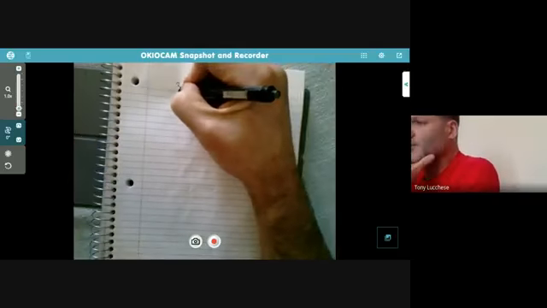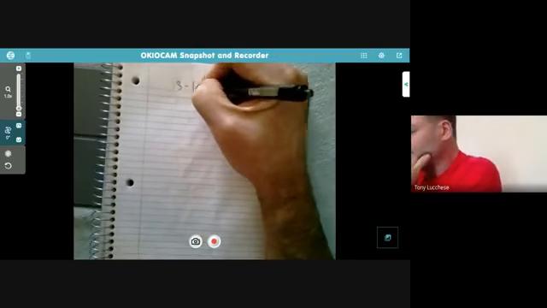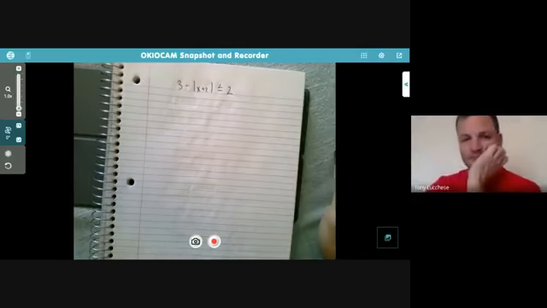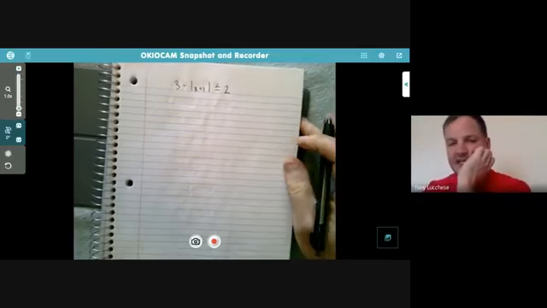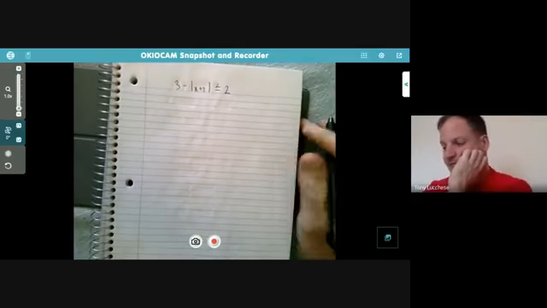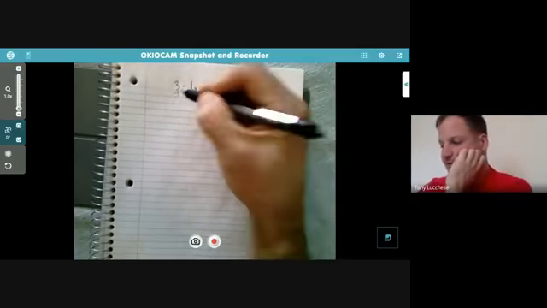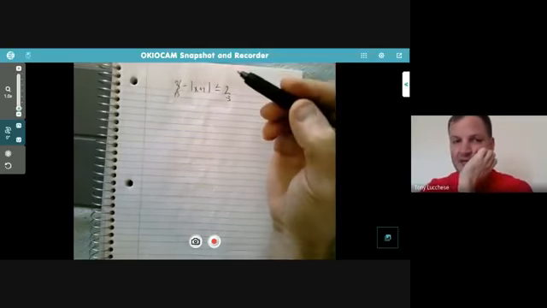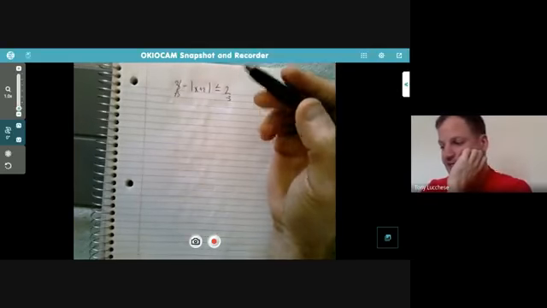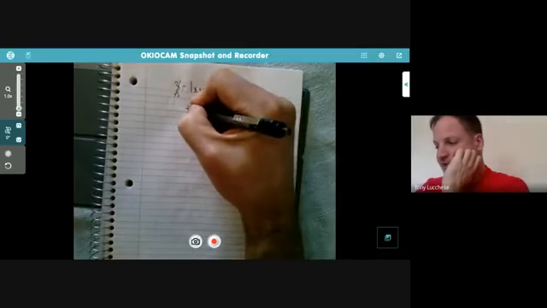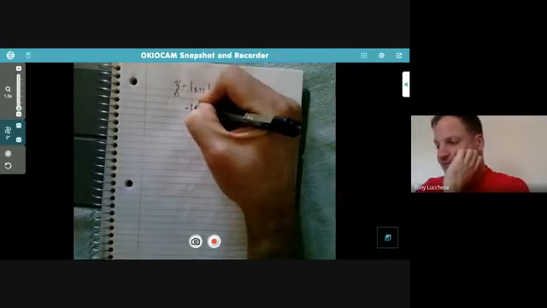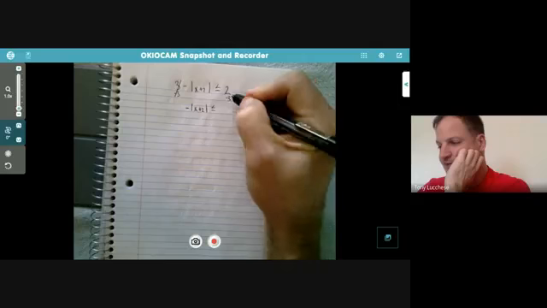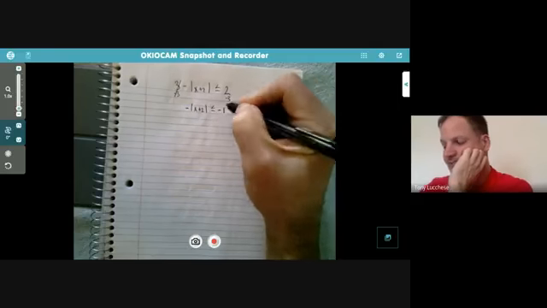Okay. This is going to be 3 minus the absolute value of x plus 2 is less than or equal to 2. Okay, again, we want to isolate the absolute value. So the first thing I'm going to do is subtract 3 from both sides to eliminate the 3 that's on the left side in that expression. Okay, so that leaves us with the negative, or the opposite of the absolute value of x plus 2 is less than or equal to -1.